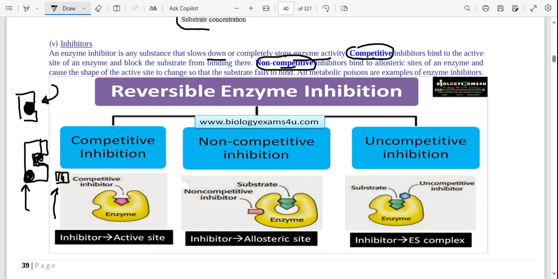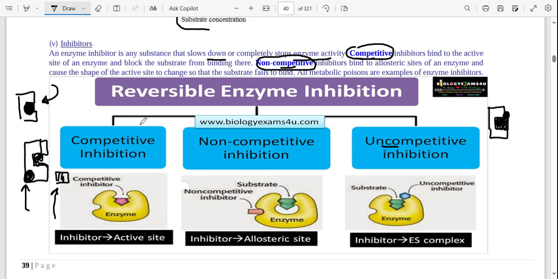Is that okay? Okay. And then for uncompetitive, please, it's different, non-competitive and uncompetitive. For uncompetitive, you are going to have your enzyme, and then the substrate is already attached there. So this one we call the enzyme substrate complex. So the inhibitor will come and bind to the enzyme substrate complex, and then that will be able to distort this molecule such that the enzyme will no longer be able to convert the substrate to the product. So that is what happens.